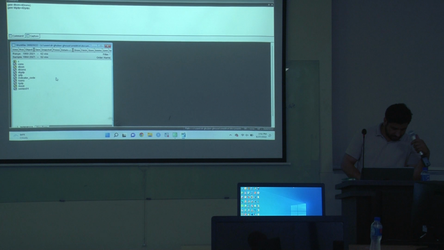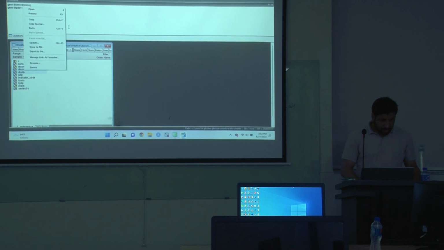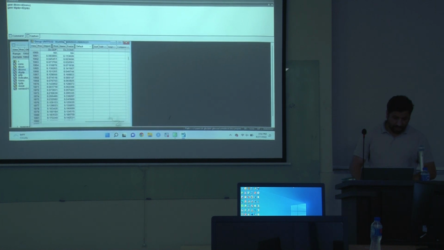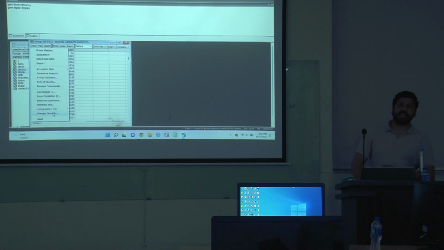So where is the D and GDP? So RD is here. So just select them and open as group. After that, on view, here is a Granger causality.